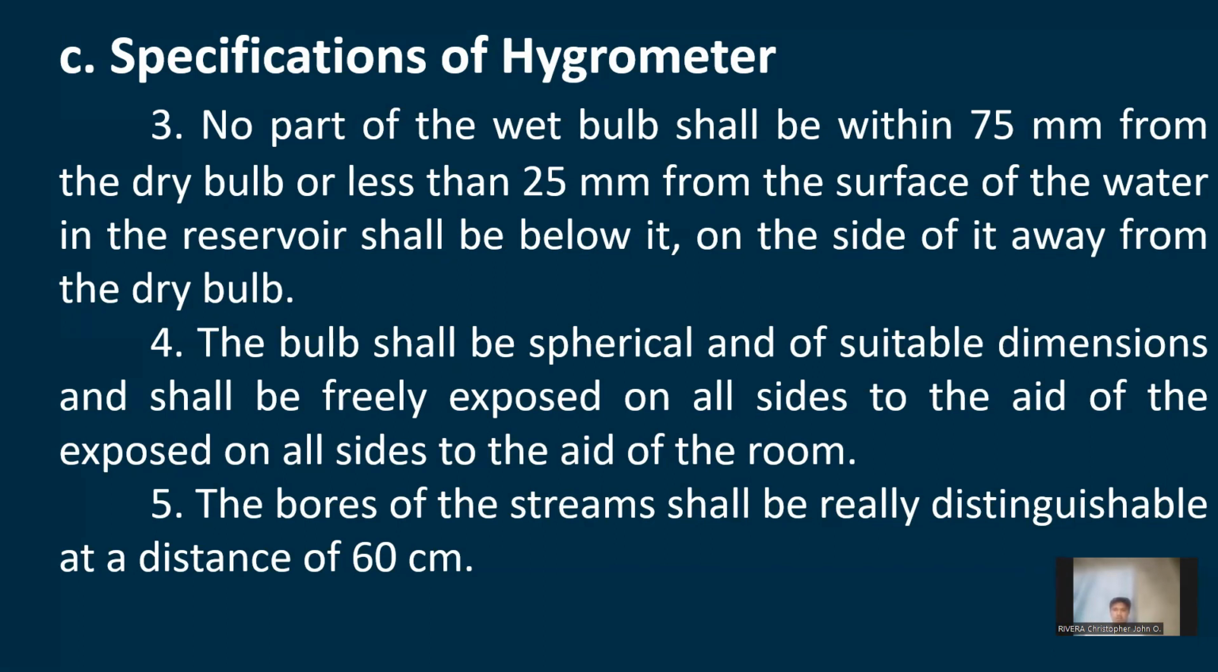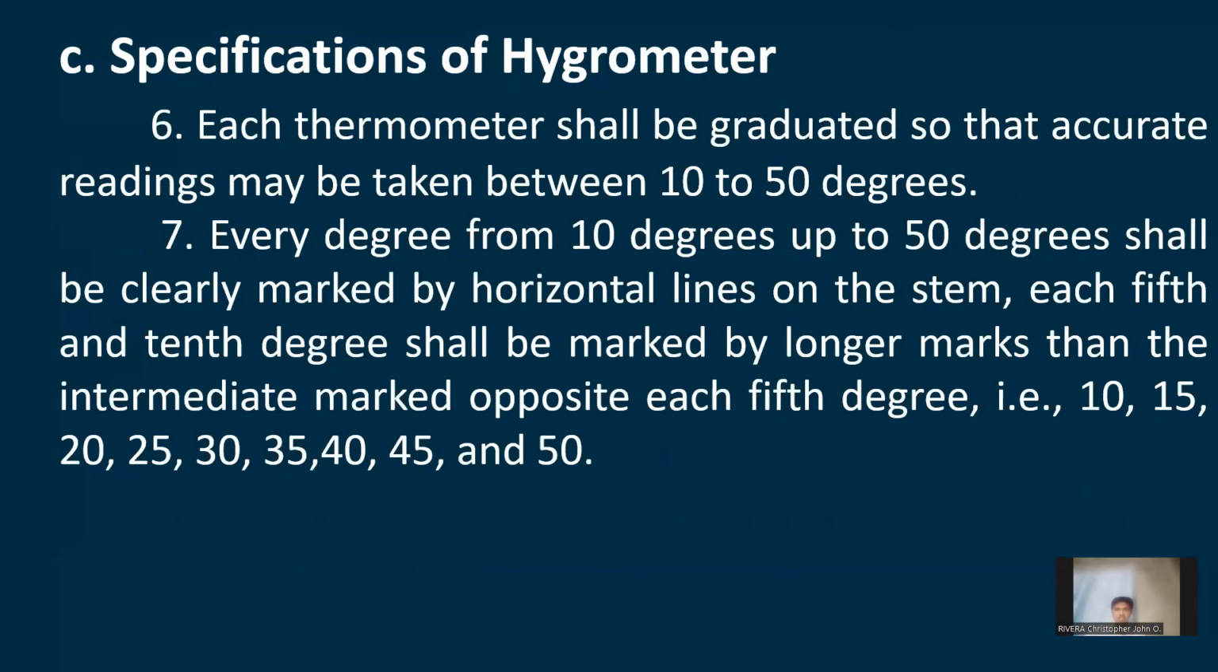5. The bore of the stem shall be readily distinguishable at a distance of 60 centimeters. Each thermometer shall be graduated so that accurate readings may be taken between 10 to 50 degrees. 7. Every degree from 10 degrees up to 50 degrees shall be clearly marked by horizontal lines on the stem.